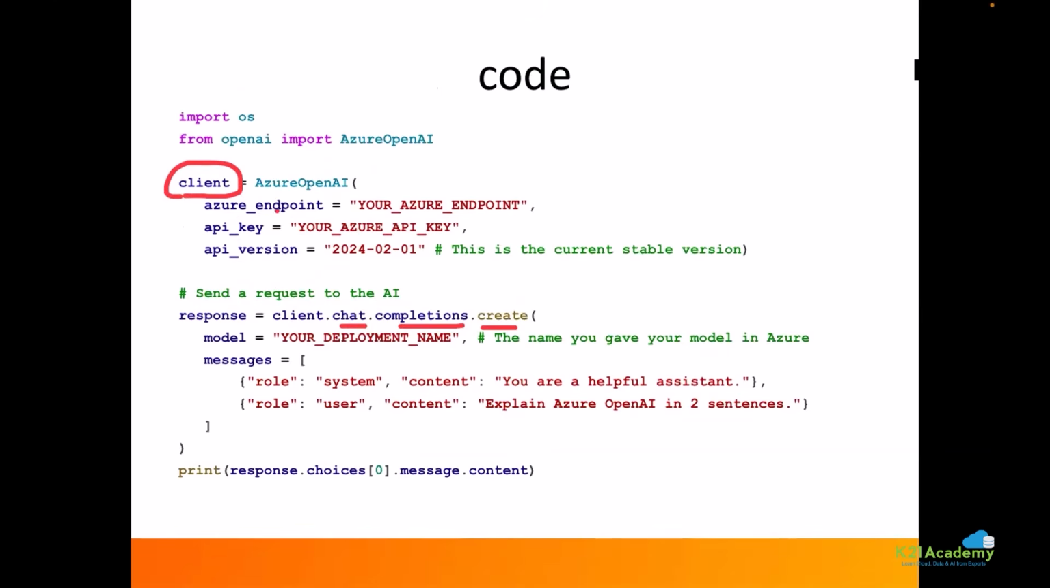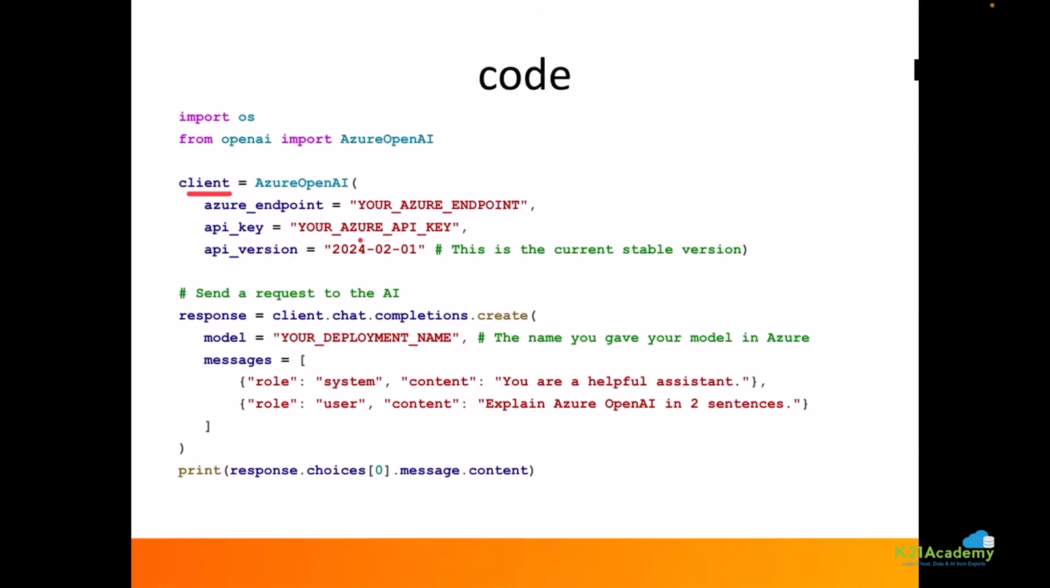How can I get my client? By providing the endpoint and the key. What is the endpoint? I need to give the address of the Azure endpoint. I need to provide the key as well. And here one extra thing: the version. You can pass any stable version here. Once you pass these, you will get your client object, and then we can call client.chat.completion.